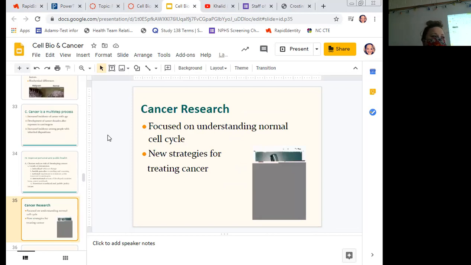Cancer research. Where do you think a lot of money goes right now? Into cancer research. We want to understand the normal cell cycle. When you're in anatomy and physiology, do you learn all the things that could go wrong with a structure and function first, or do you learn the structure and function of something first? You learn what it is and how it works first. If you know what it is and how it works, you're going to better understand what happens when it goes wrong. That is the same principle here.